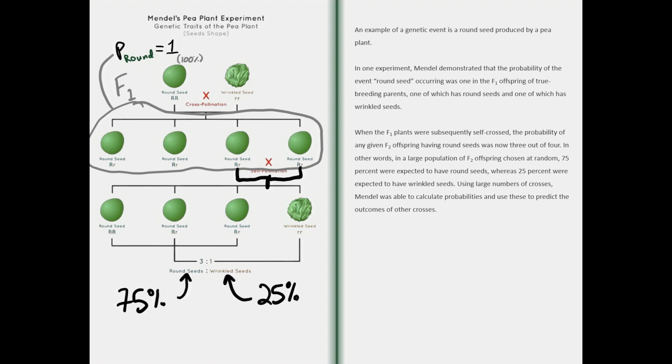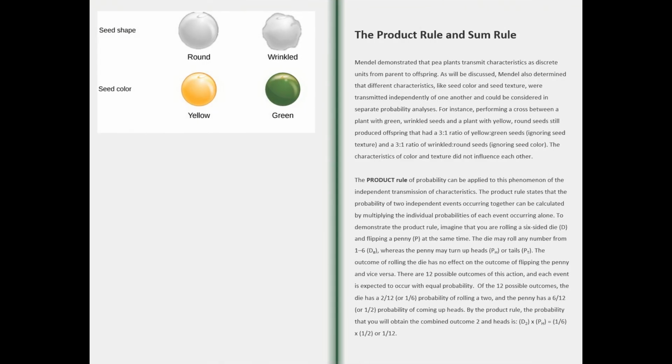Using large numbers of crosses, Mendel was able to calculate probabilities and use these to predict the outcomes of other crosses. And this brings us to the product rule and sum rule. Mendel demonstrated that pea plants transmit characteristics as discrete units from parent to offspring. As will be discussed, Mendel also determined that different characteristics, like seed color and seed texture, were transmitted independently of one another and could be considered in separate probability analyses.